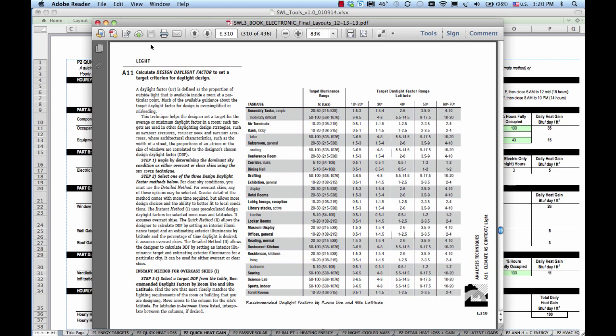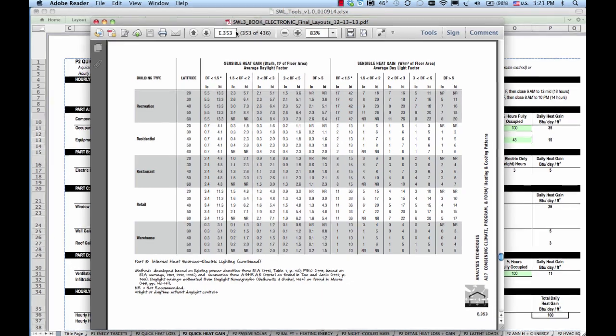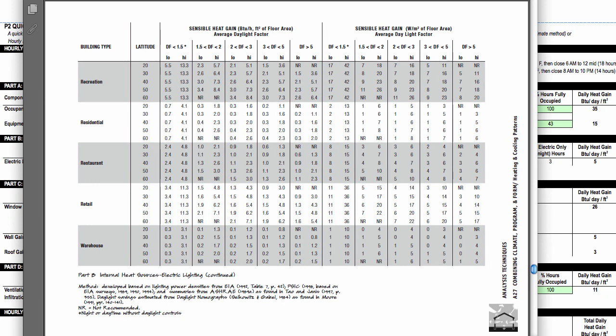Returning to the total heat gains analysis technique, let's estimate heat gain from lights. On page E353, we can find the table Part B, Internal Heat Gain Sources from Electric Lighting. This is the second page of that table, and this is where we'll find the residential row. So I'll enter the table on the left with the band for residential buildings. Again, I'll interpolate between 30 degrees and 40 degrees latitude for Knoxville's 36 degrees, and then move across to the column for 2 to 3% daylight factor.